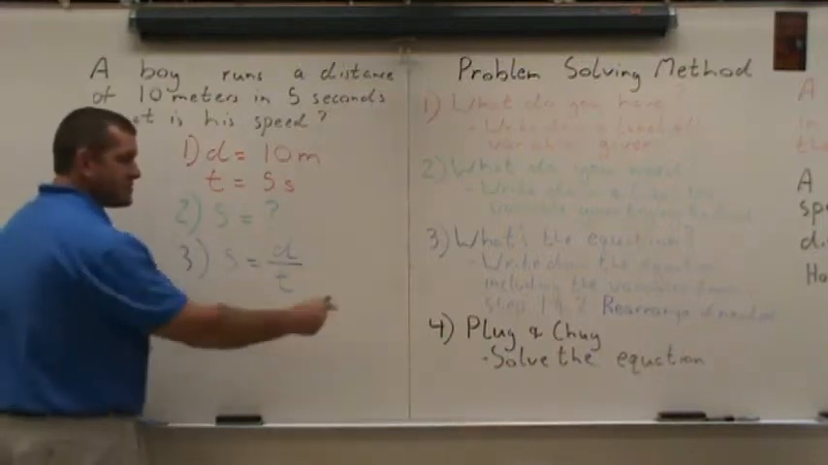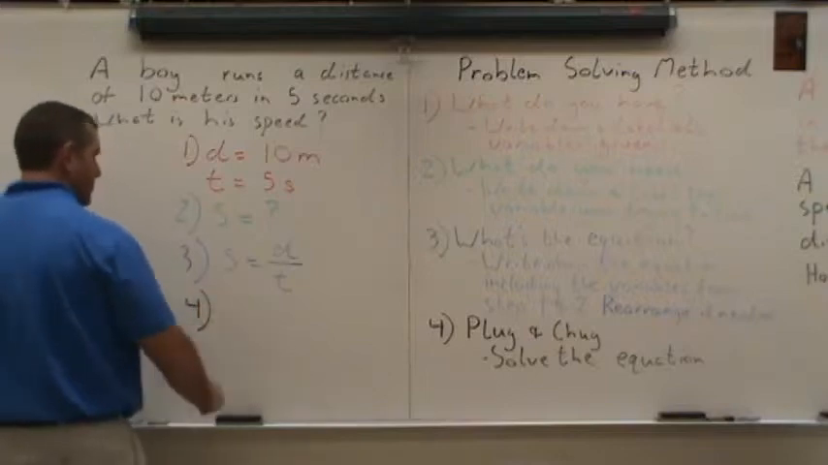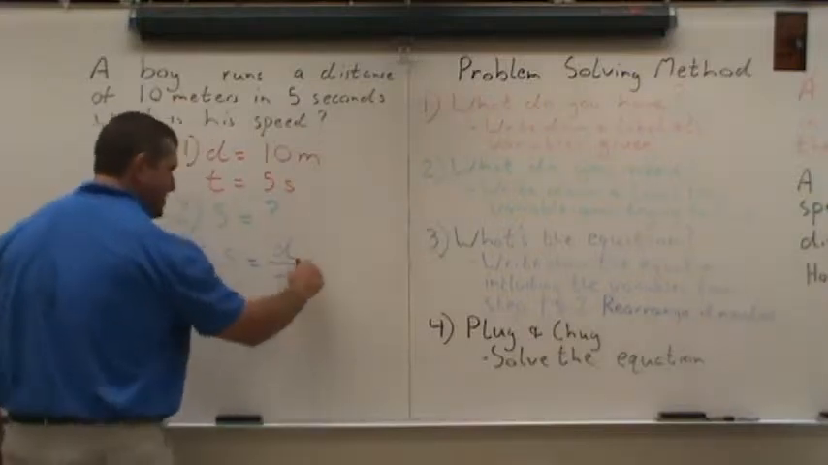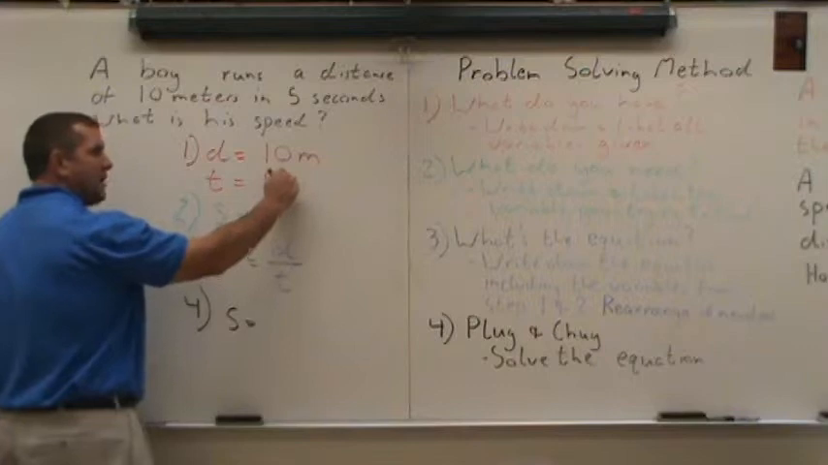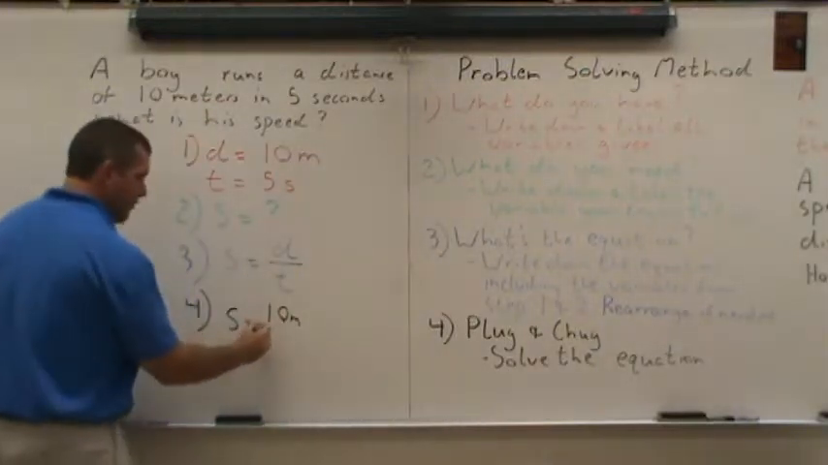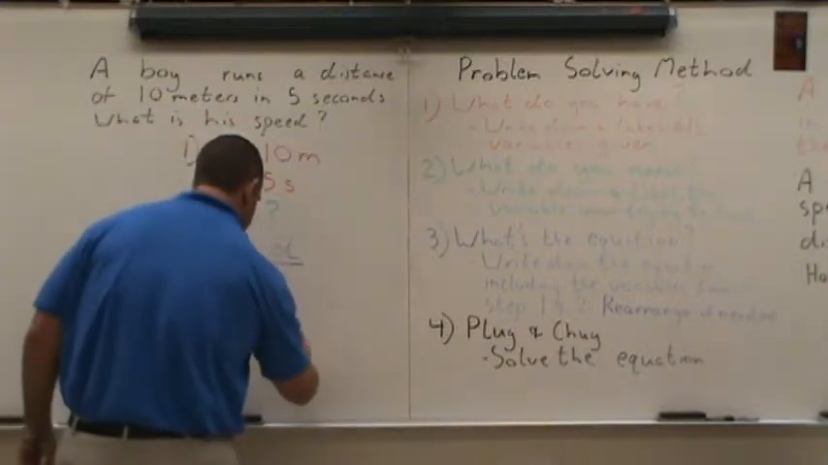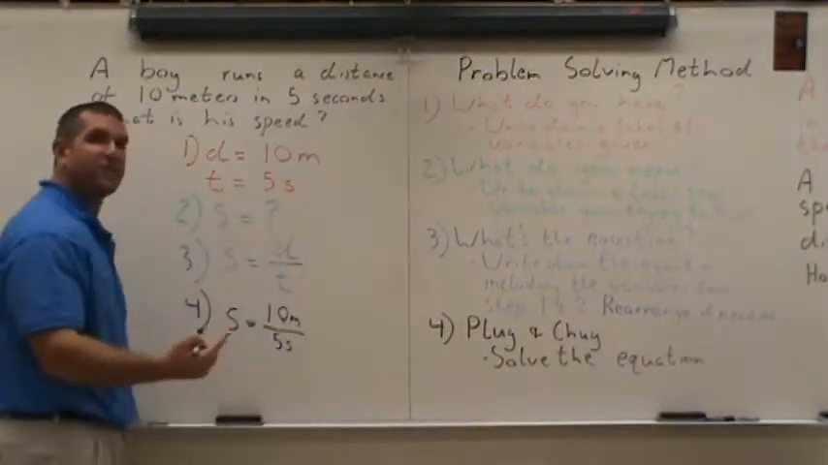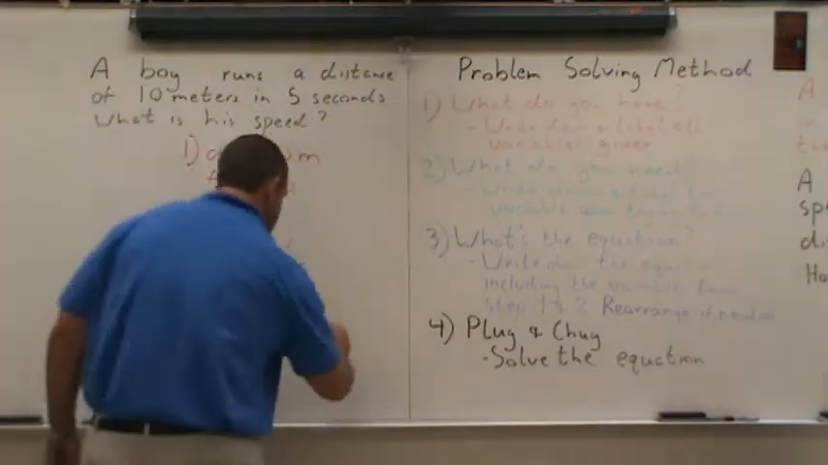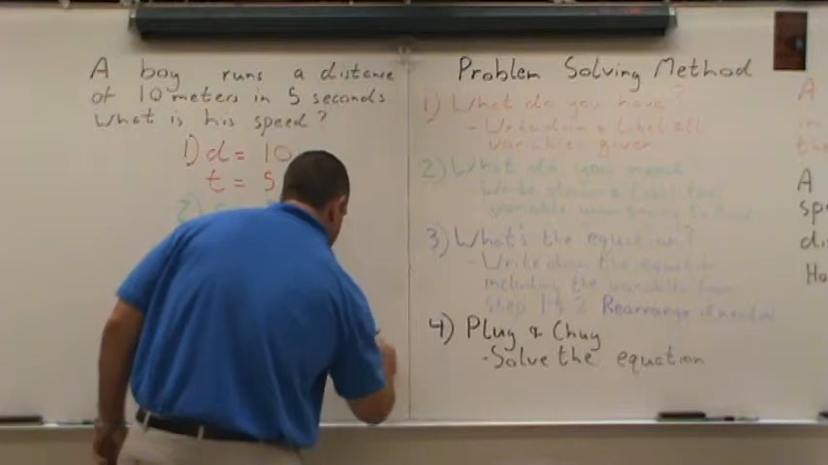The last step is plug and chug. Solve the equation. S equals our distance, which we go off step 1, what we have, 10 meters, over our time being 5 seconds. We do a little bit of math. 10 divided by 5 is 2. So our speed equals 2 meters per second.